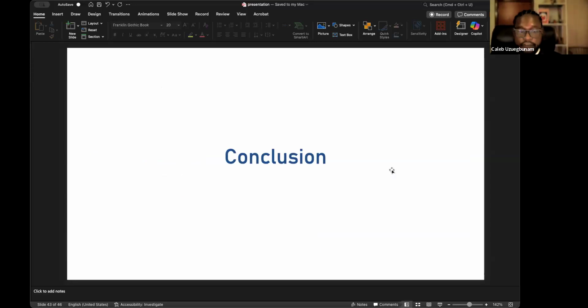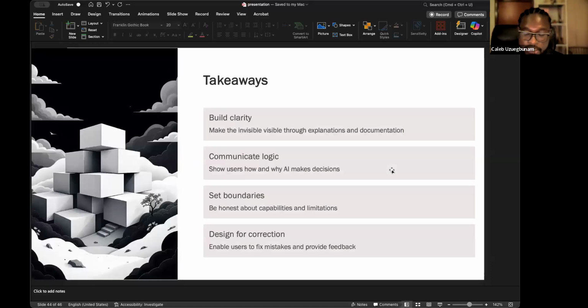Right, we've gotten to the end of the conversation. Really happy to have been here. And so the key takeaways I hope we can all go home with are these four things: that we strive to build clarity, we communicate logic as much as possible and as essentially without overcrowding or creating cognitive overload, to set boundaries and be honest about capabilities and limitations, and of course to design for correction, escape hatches, reversal paths, undo actions, to enable users to fix mistakes and provide feedback.